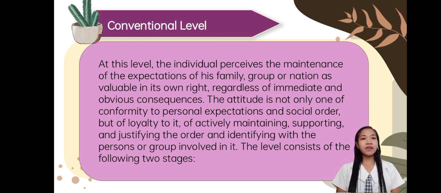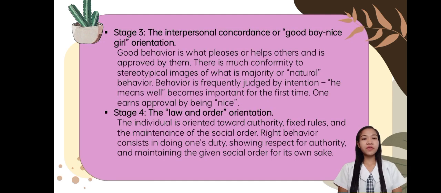So in this level, individuals already know the purpose of rules and laws and why they have to obey them. This period also focuses on the acceptance of authority and conforming to the norms of the group. This level consists of the following stages. Stage 3 is the interpersonal concordance or good boy or nice girl orientation. Good behavior is what pleases or helps others and is approved by them.